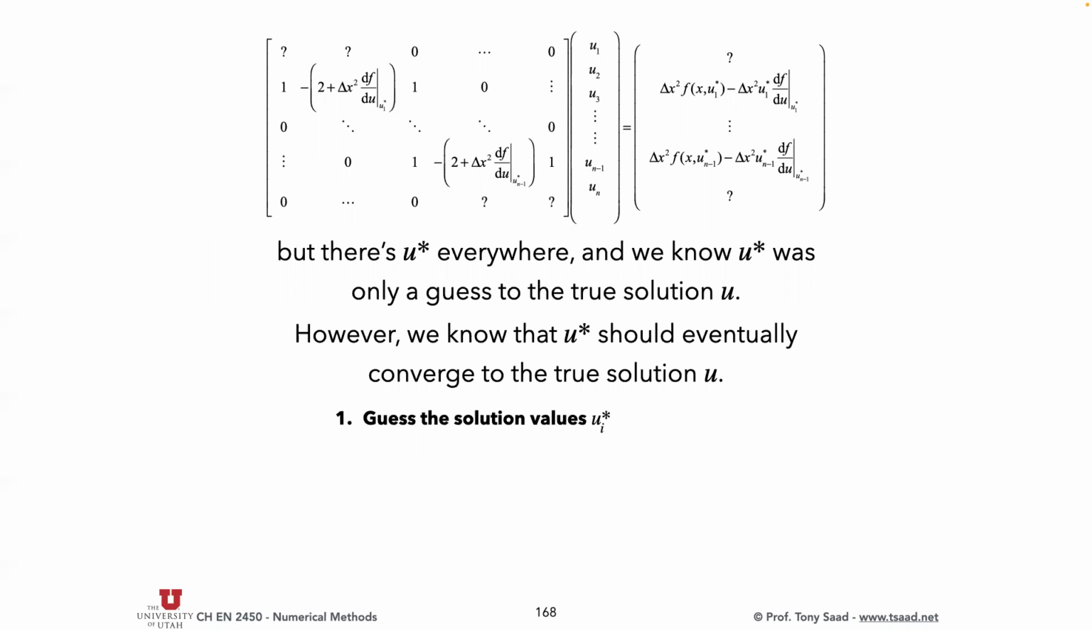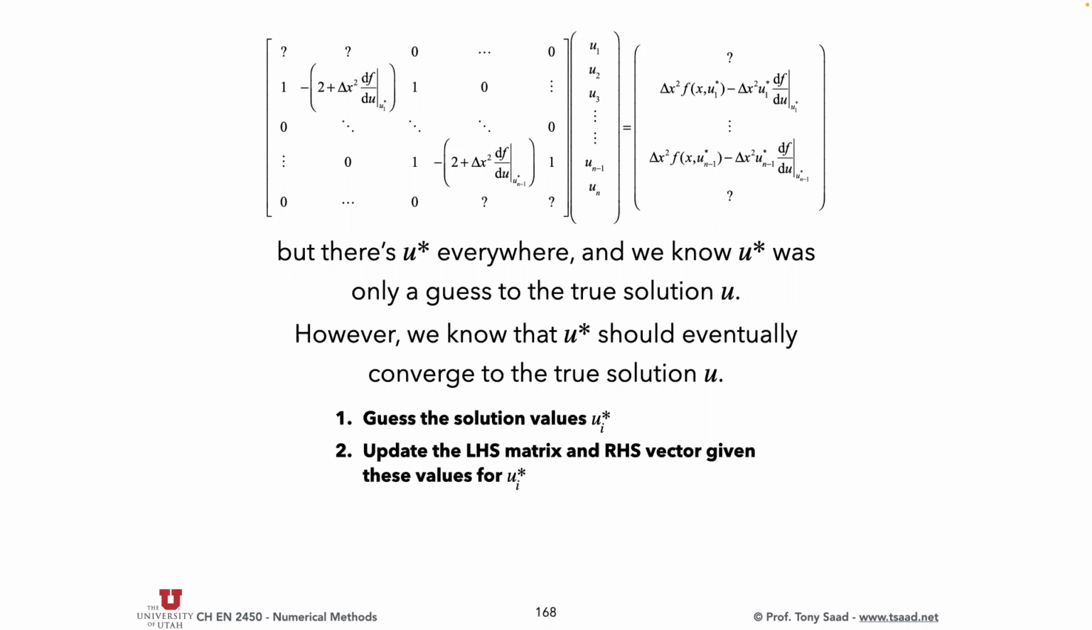So here's a pseudocode. Essentially, you guess the solution values ui star. Remember, there's a guess at every grid point. Typically you choose all the guesses to be the same. For example, for the heat transfer problem, I'm going to assume the initial guess for the temperature is 300 degrees everywhere. My best guess, right? You can make it look like a profile, but I don't think it's going to help that much.